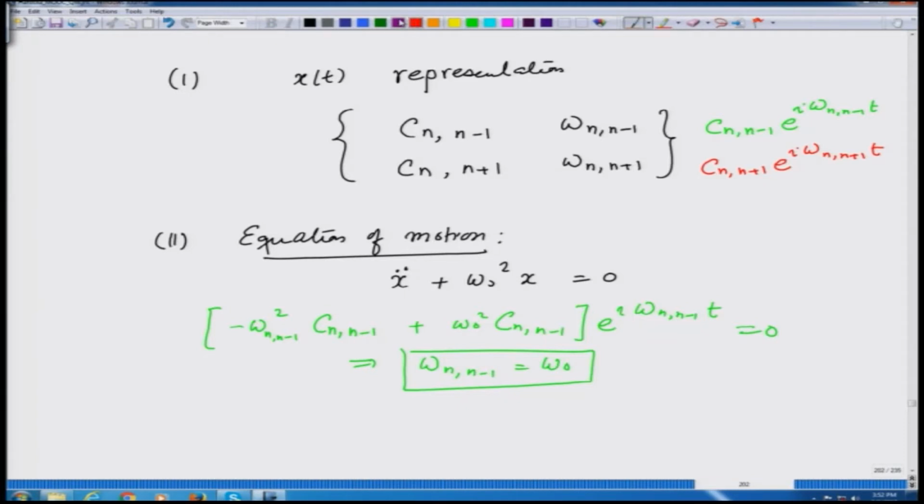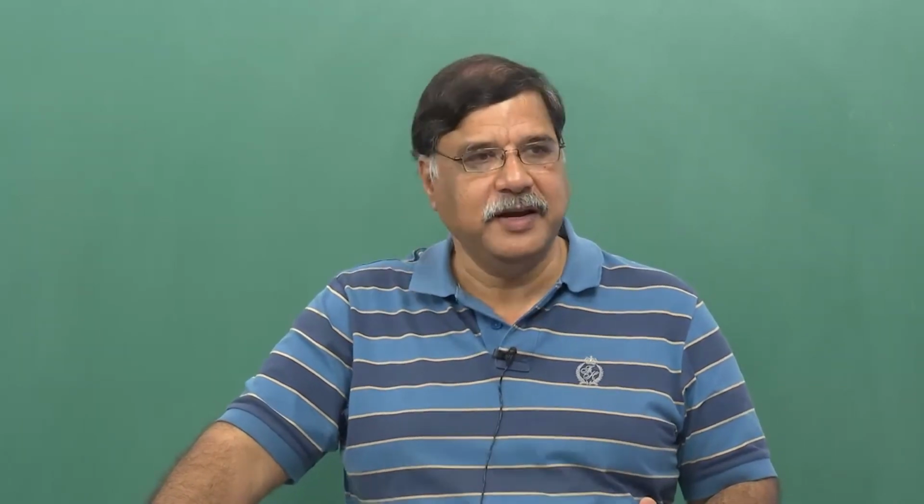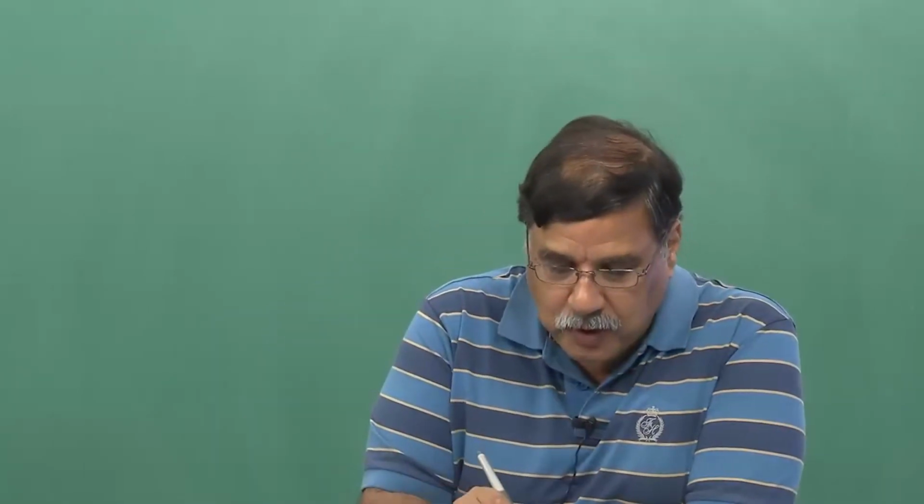In the same manner, I am going to get minus omega_{n,n+1} square C_{n,n+1} plus omega_0 square C_{n,n+1} is equal to 0, and this will imply omega_{n,n+1} is equal to omega_0, but with a minus sign. Alright, keep this in mind, because one is the frequency when the electron is making a jump from the upper to the lower level, and that we have been taking as positive frequency. The other one is going to be a negative frequency. So once that is clear from the classical equation of motion, we are ready to apply our quantum conditions.